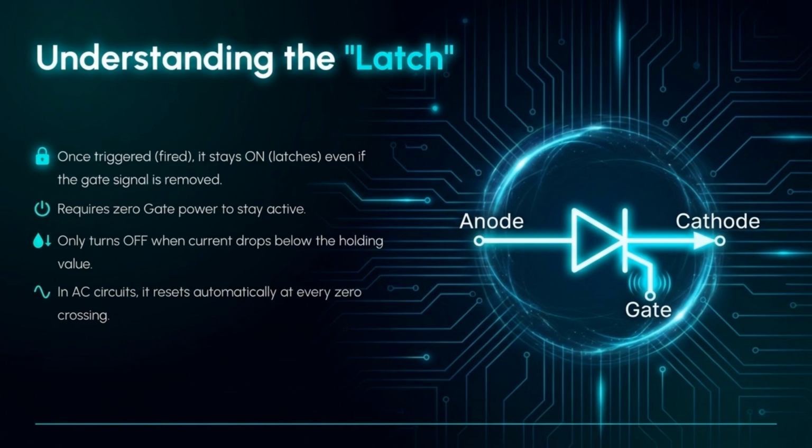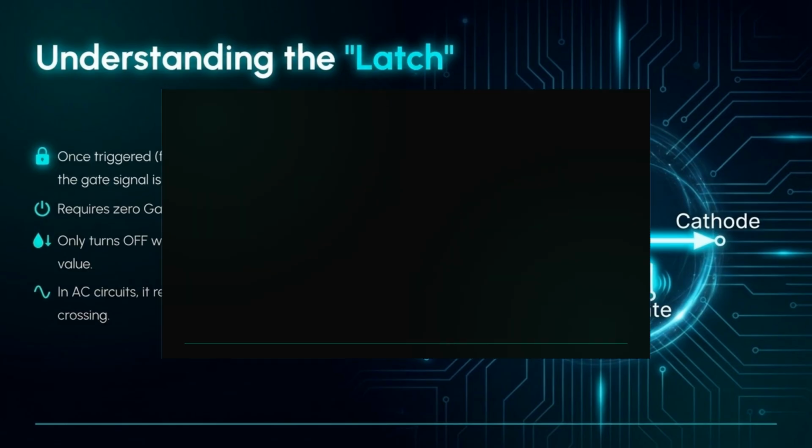Once triggered, the SCR stays on, even if the gate signal is removed, requiring zero gate power to stay active. It only turns off when the current drops below the holding value. In AC circuits, it automatically resets at every zero crossing.